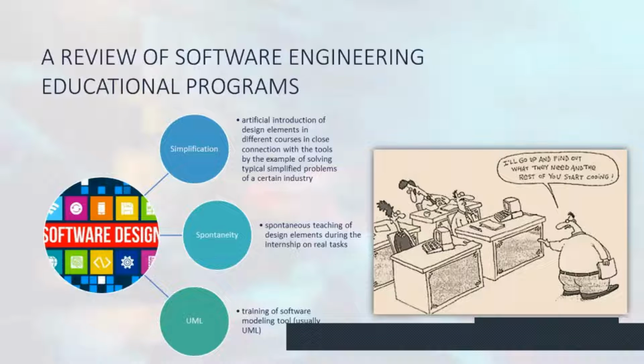A review of software engineering educational programs available at Ukrainian higher educational institution websites shows that software design training is accomplished in three main ways. Artificial introduction of design elements in different courses in close connection with the tools, by the example of solving typical simplified problems of a certain industry. Spontaneous teaching of design elements during the internship on real tasks. Training on a software modeling tool, usually UML.